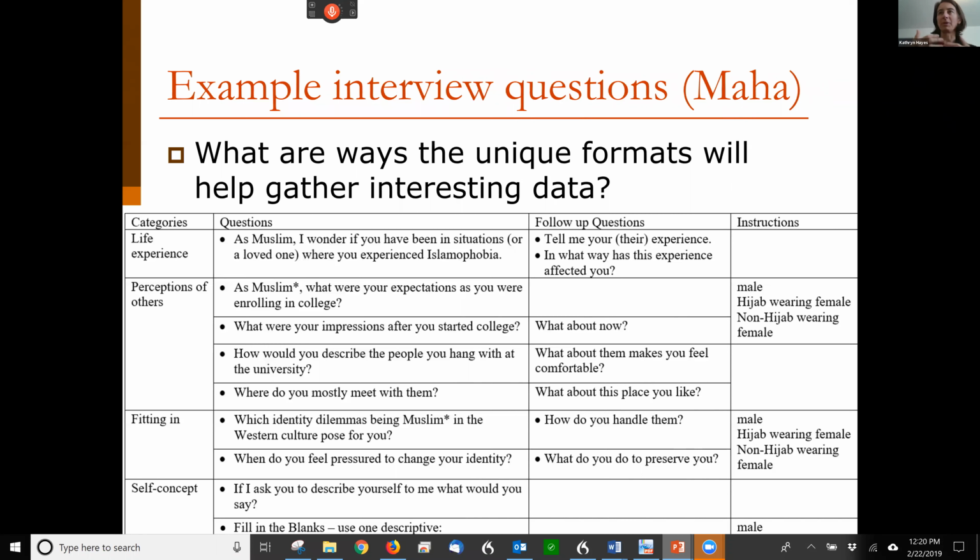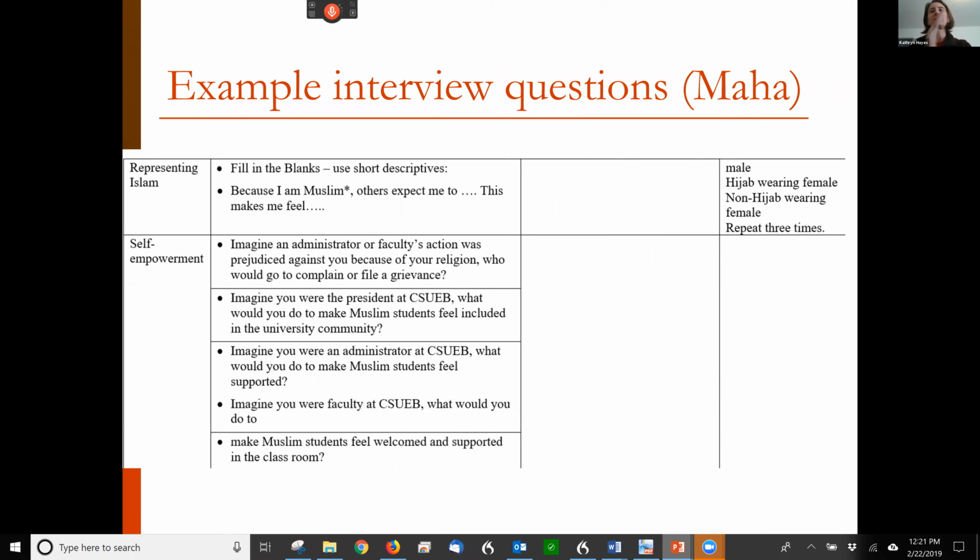And then I like this too: fill in the blanks, use short descriptives. Because I am Muslim, others expect me to... This makes me feel... This is another very creative kind of question. Same here. Imagine an administrator's or faculty's action was prejudiced. Who would you go to complain to? Imagine you were president at CSU East Bay. What would you do to make Muslim students feel included? So these imagine questions can also provide some very rich data. This is just a good example. You can be thinking about revising your interview protocol as you look through this.